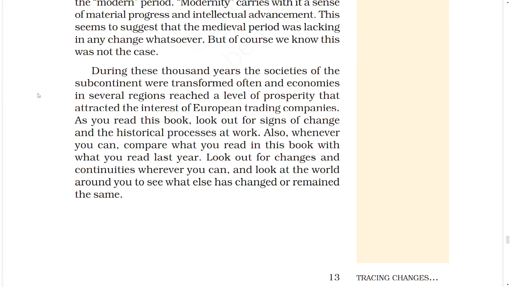During these thousand years, the societies of the subcontinent were transformed often, and economies in several regions reached a level of prosperity that attracted the interest of European trading companies. As you read this book, look out for signs of change and the historical processes at work. Also, whenever you can, compare what you read in this book with what you read last year. Look out for changes and continuities wherever you can, and look at the world around you to see what else has changed or remained the same.